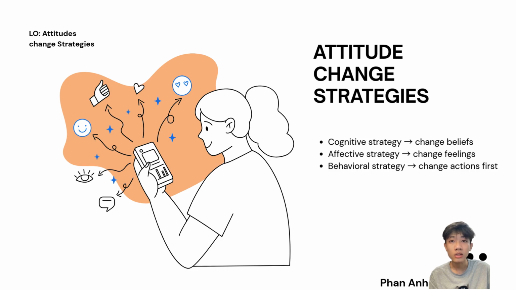The third strategy is behavioral attitude shift. Instead of changing thought or feeling first, marketers encourage customers to act. For example, through a free trial or promotion. After using your product, attitude often changes to match behavior in practice. Marketers often combine all three strategies depending on their situation.